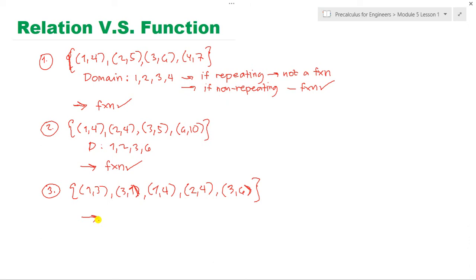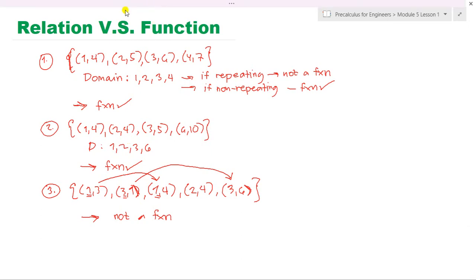Why is this only a relation? Why is it not a function? Okay, the value of our domain, this 1 here, is repeated in our third ordered pair, right? In the third ordered pair, 1 comes back. The same thing with 3, which is in ordered pair number 2, is repeated in our last ordered pair. So this is not a function.